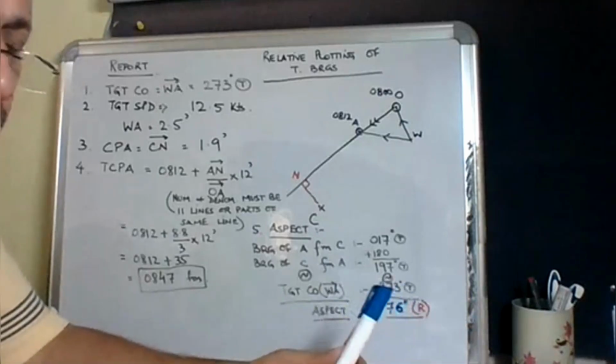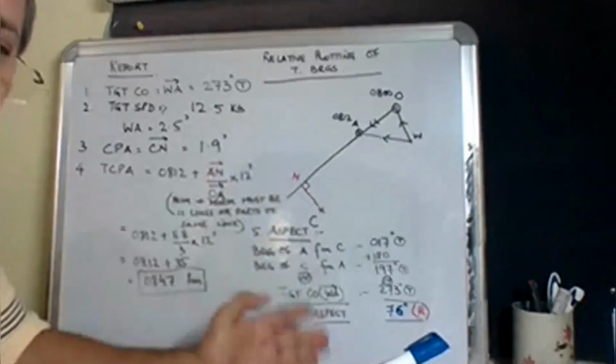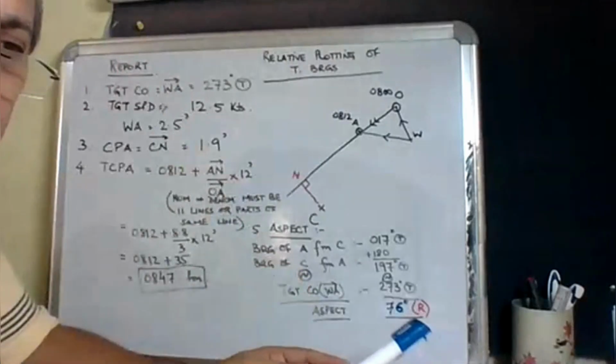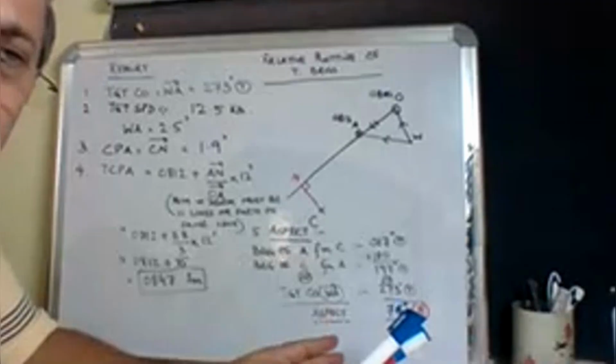There are two ways to do nomenclature for aspect. One is put yourself on your own ship, second is put yourself on the target's bridge. Both will give you the same answer. Depends which one you are more comfortable with.